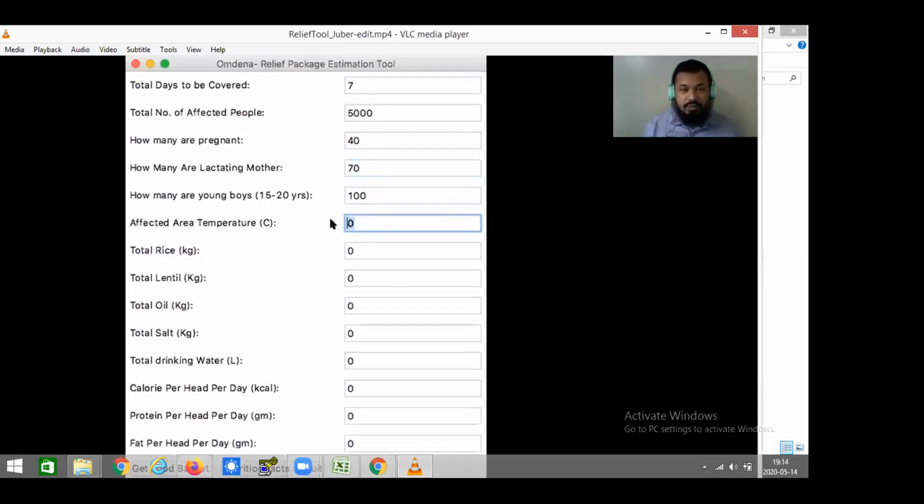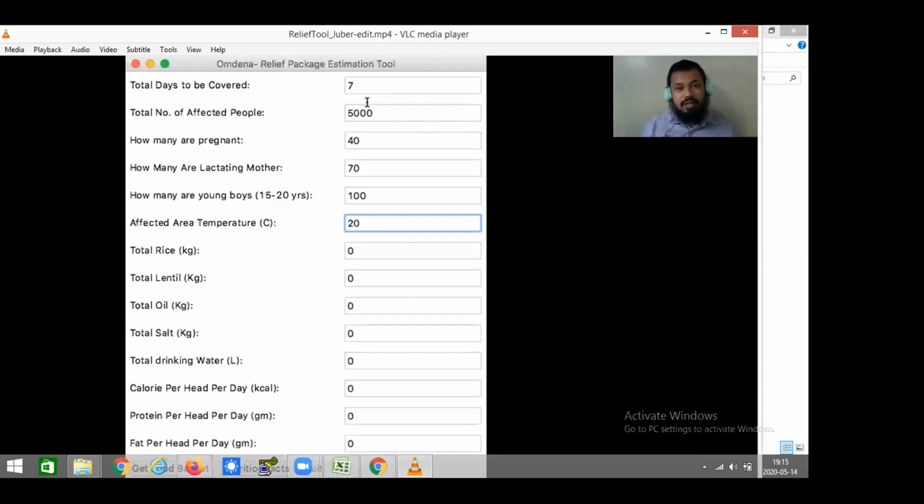Now, for us, we took 20 degrees Celsius as the reference temperature, but if we change it to a lower value or higher value, the estimation will change accordingly. If you go down to 15 degrees Celsius, 10 degrees Celsius, the calorie need goes high as per WHO guideline, and the tool takes care of that.